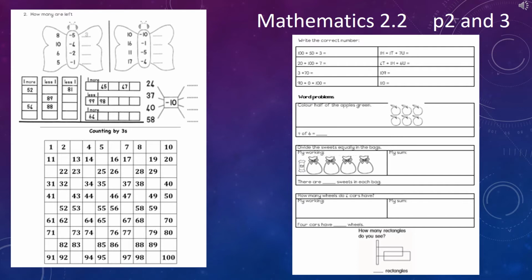The word problems, the first one, I give you 6 apples. I want to know half of 6, how much that will be. So go color in half of those apples and tell me what half of 6 will be.